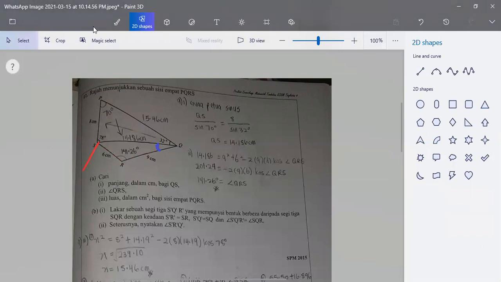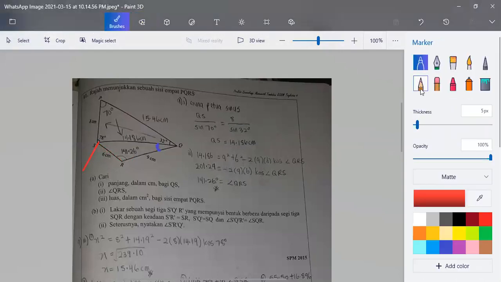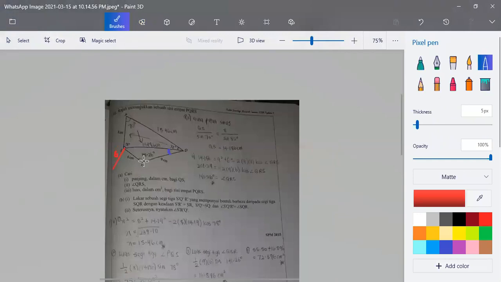And let me get my brush. So let's say that is 6 cm. Let's say that this is 6 cm now, right? So there's a new line that we're going to add, which is this particular line. So I'm just going to extend this, and so this will form the new triangle, right?